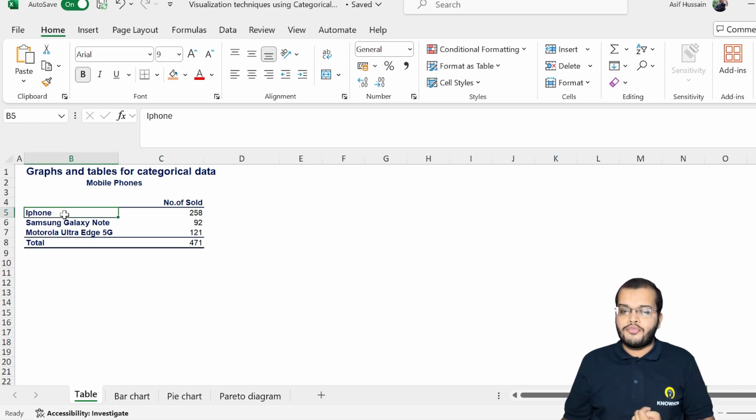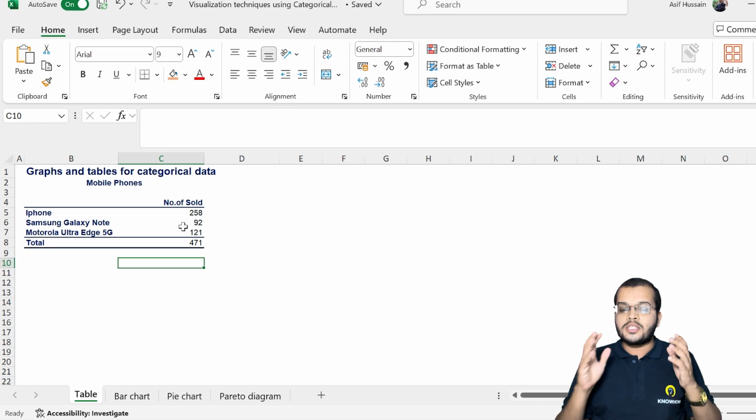One is the iPhone, and the units sold are 258. Another mobile phone that we have is the Samsung Galaxy Note, where we have 92, and we have the Motorola Ultra Edge 5G, which is booming now, and that also sold 121. If I do the sum of all these three, we get the total as 471. The formula to calculate this is the sum of all three values: 258 plus 92 plus 121.